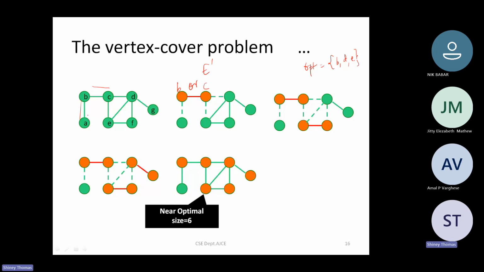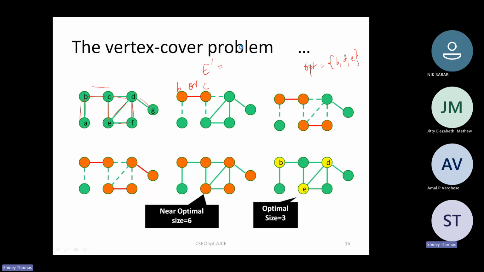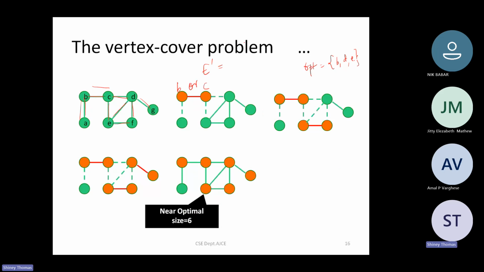E prime has how many edges? 1, 2, 3, 4, 5, 6, 7, 8. E prime has 8 edges. Can you see that? So suppose I took the first one as BC. So we remove this AB, we remove this CD, we remove this CE. So, is it okay? Okay, now remaining edges, so these are the remaining edges.